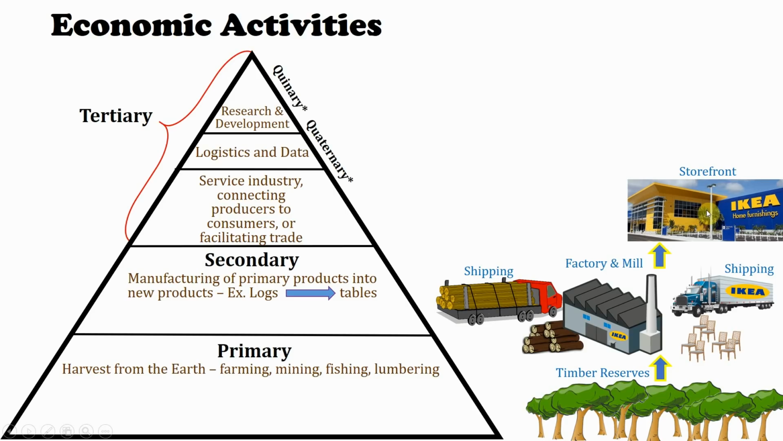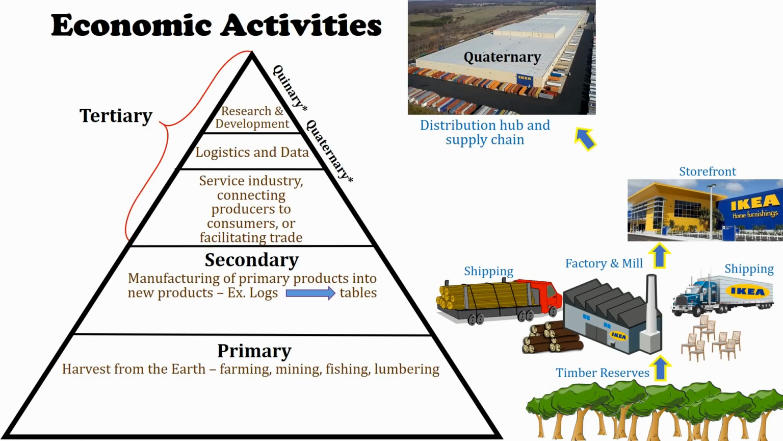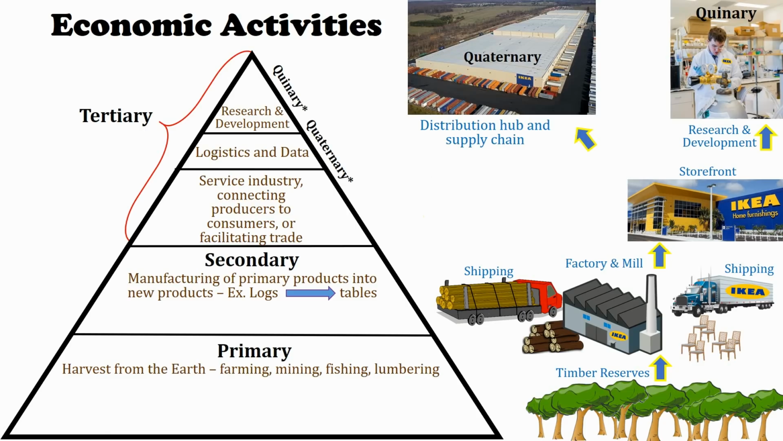But how would IKEA get involved with quaternary and quinary? Well, great question, Billy. In the quaternary sector, they would have like these distribution hubs. So people would be working on computer, doing data analysis, maybe some GIS, seeing where do we need to move all of these chairs quickly. The research, right, the quinary would be someone working in a lab developing stronger glues, more ergonomic products, studying the spine to make sure that their chairs fit that curvature well, just a lot of things. So we can see all economic activities at IKEA.